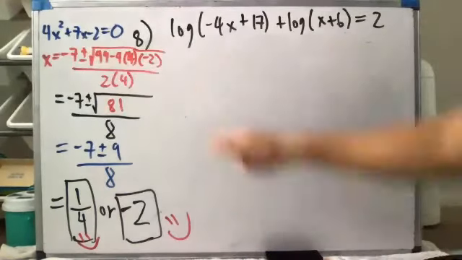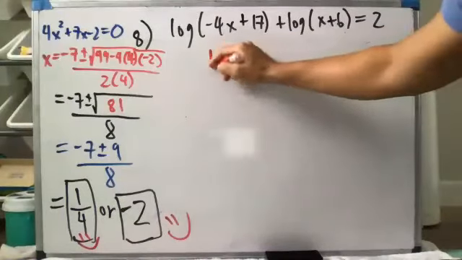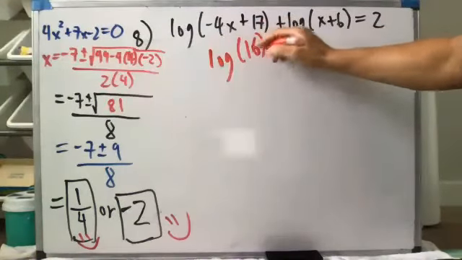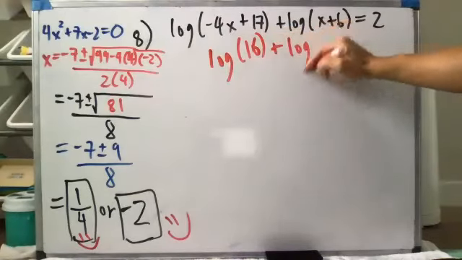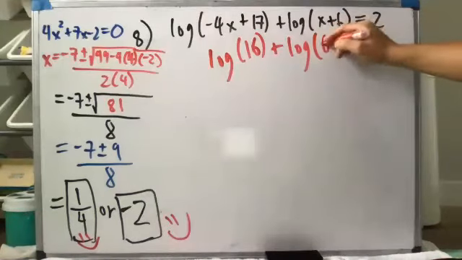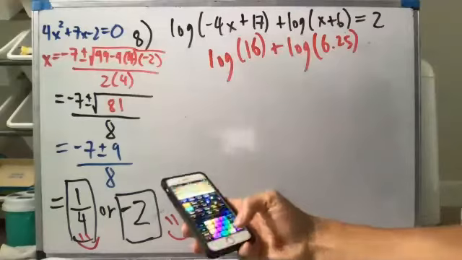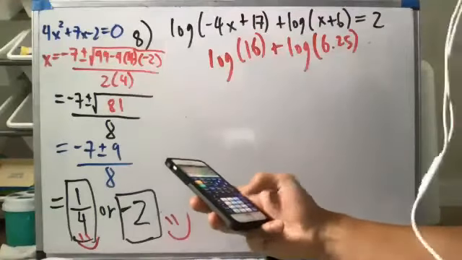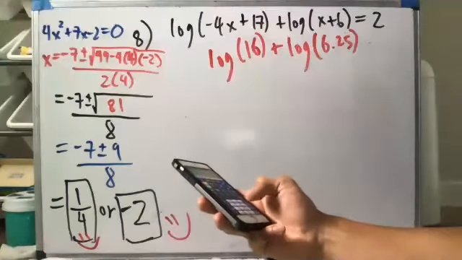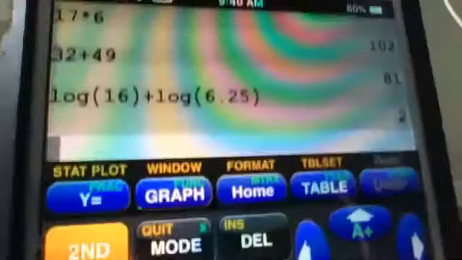Let's just check. If I plug in 1/4, this would be negative 1 plus 17, so that's log of 16 plus log of, I'm sorry, 1/4, it'll be 6.25, right? Okay, so let's see if this is true. Log of 16 plus log of 6.25, and that's indeed equal to 2, see?